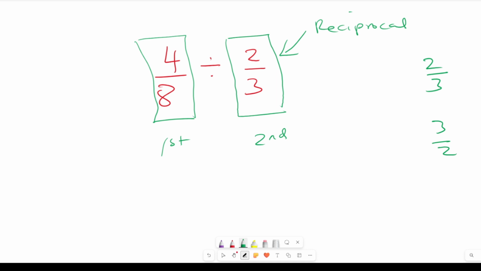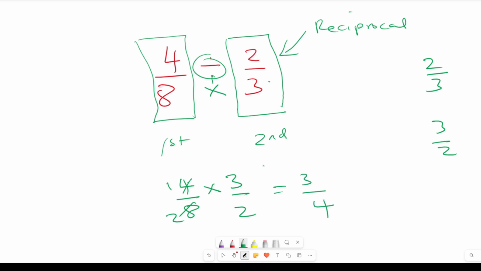Once you find the reciprocal of the second fraction, the symbol will change to multiplication. So you apply the reciprocal to this and the division becomes multiplication. Here you have 4 over 8 times 3 over 2. And you can go ahead and solve this. I like to simplify before I multiply. So 1, 2, and I have 3 over 4. So that is what we are talking about when we are dividing fractions.